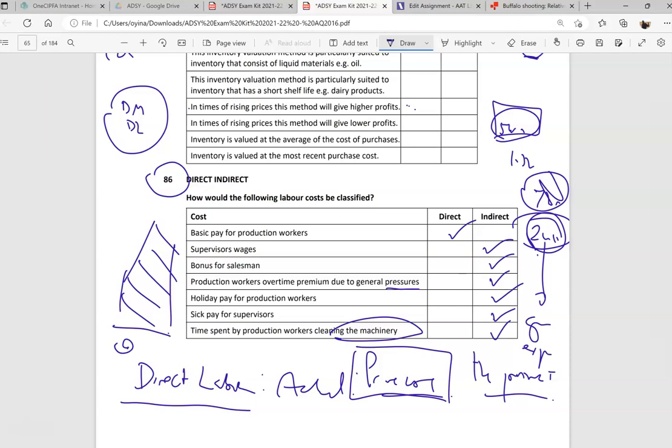And so that's 86. It's quite a nice question in terms of being clear again about what direct costs are and how they lead into what we refer to as prime costs. Yeah? Okay, 86.